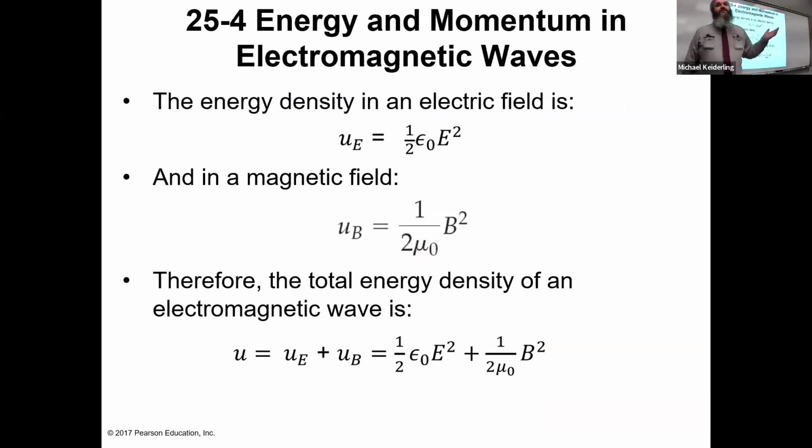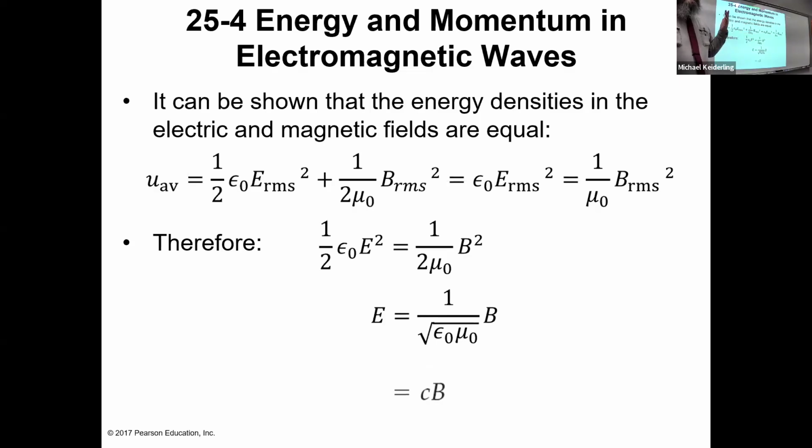So, we can talk about energy and momentum of electromagnetic waves. We looked at the energy density of an electric field. It's 1/2 epsilon naught times the electric field squared. And for a magnetic field, that's 1/2 mu naught B squared. Therefore, we can add together the energy density of the electric field and the energy density of the magnetic field to find the energy density of an electromagnetic wave.